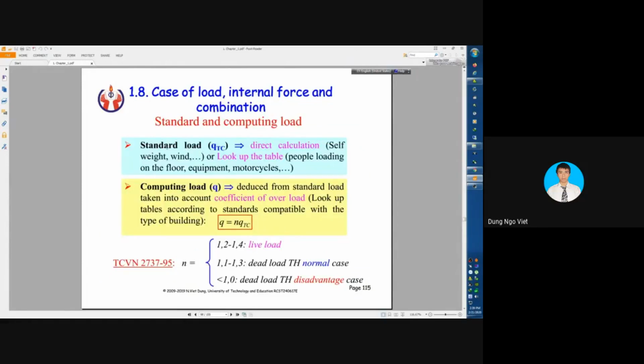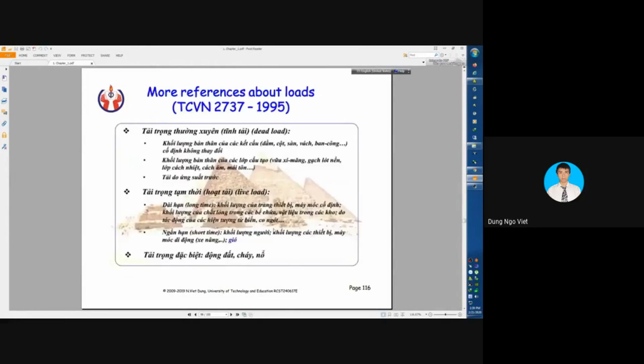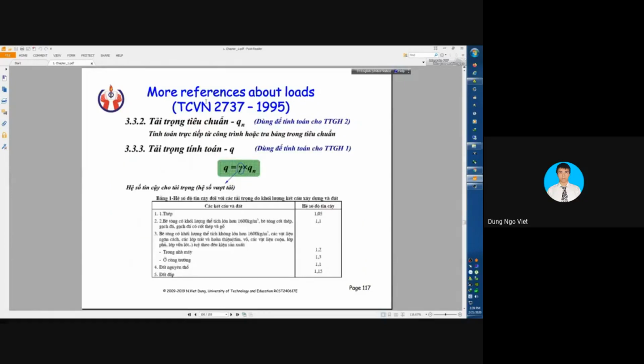So here the standard load is deduced from calculations or looked up in the table. And the computing load will be calculated or deduced from the standard load, taking into account the coefficient of overload. This is the coefficient of overload. Here are some references you can see for yourself, in Vietnamese, in the TCVN standards.